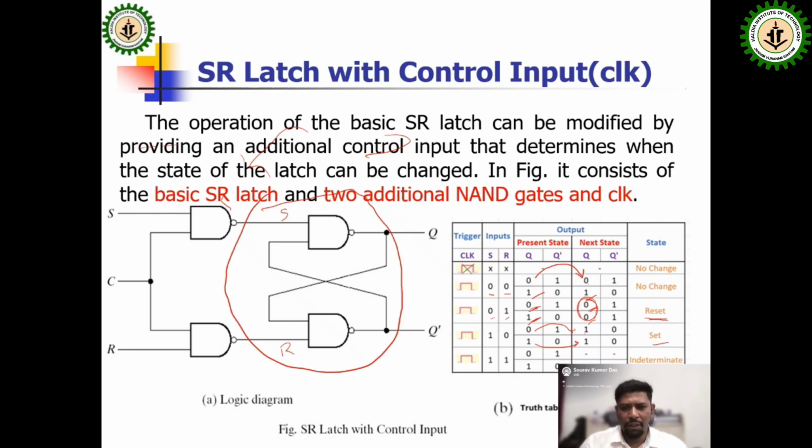Now the 1 1 condition. Here again a problem arises in the SR flip-flop. We cannot judge the present state to next state, because both Q and Q bar would be 0 0 or 1 1. At that time we cannot consider the output, because Q and Q bar are complements of each other. That is why we write here: this is the undetermined state or forbidden state. This is the problem of the SR flip-flop.